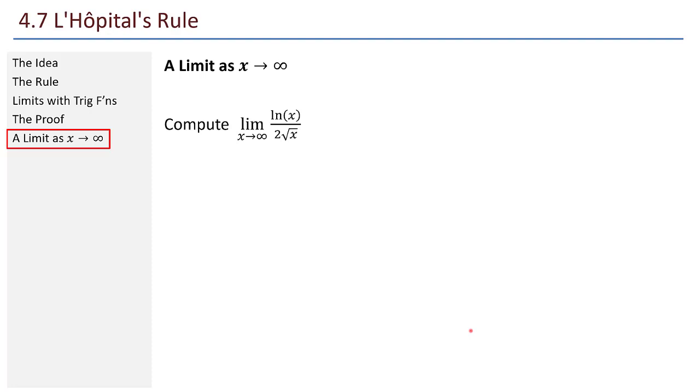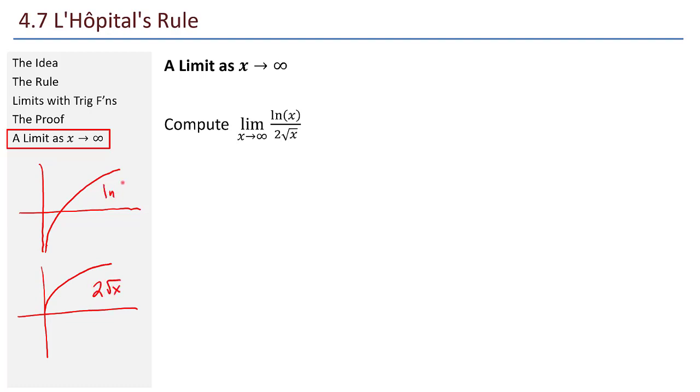I just want to show that it's allowable for us to take a limit as x goes to infinity as part of L'Hopital's rule also. So let's try this one, the limit as x goes to infinity of the natural log of x over 2 times the square root of x. Let me just draw little pictures first. Natural log of x looks something like that, and twice the square root of x looks something like that. 2 square root of x, natural log of x.